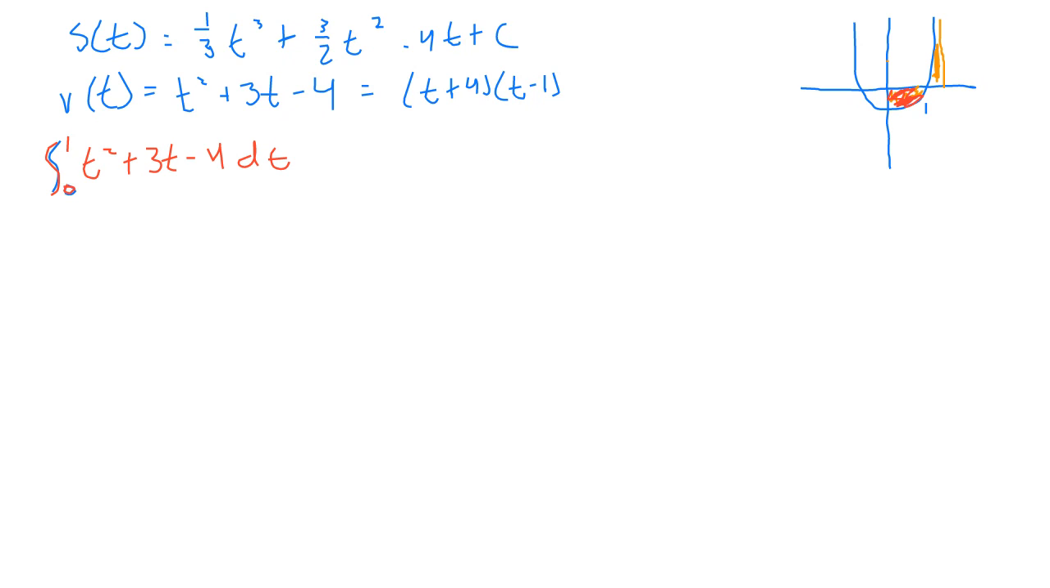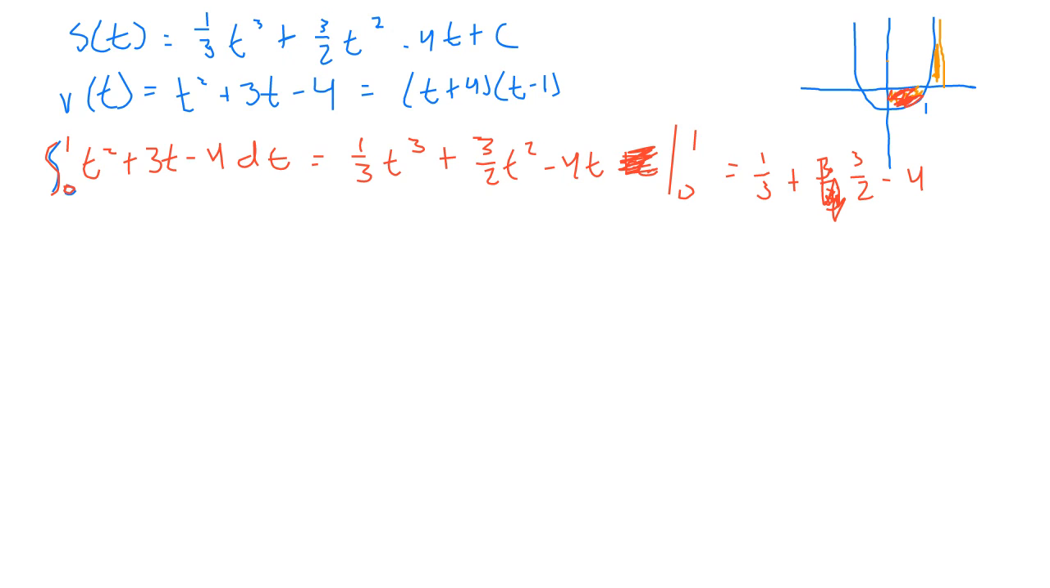And if we go back to our s of t, we just plug our bounds in. So we're going to get 1/3 t cubed plus 3/2 t squared minus 4t plus c. However, we can actually just ignore the plus c from 0 to 1. So if we plug everything in, we're going to get 1/3 times 1 cubed, which is 1/3, plus 3/2 times 1 squared, which is 3/2, minus 4 times 1, which is 4.